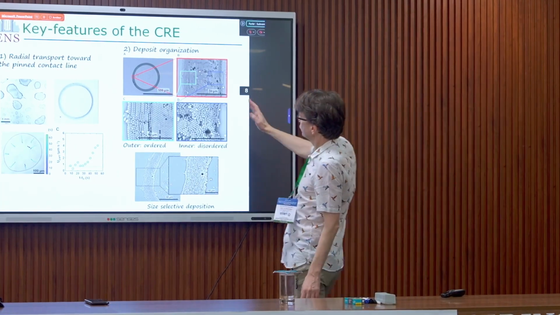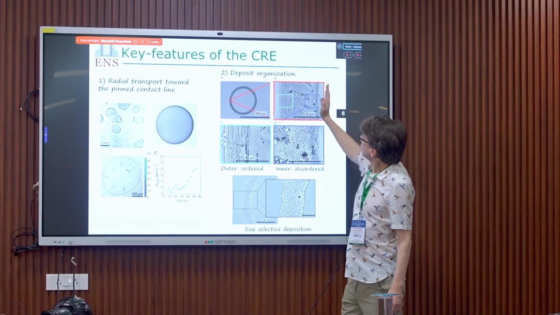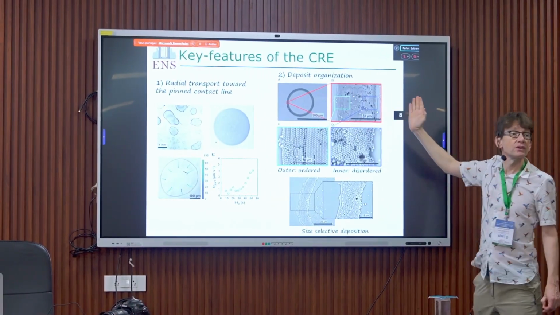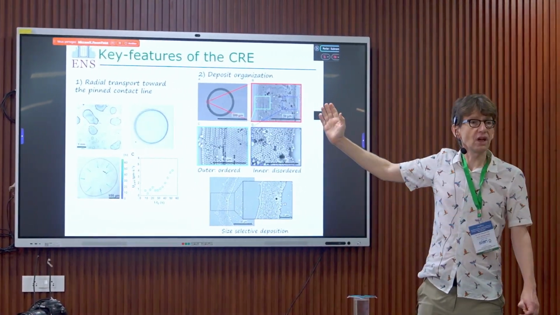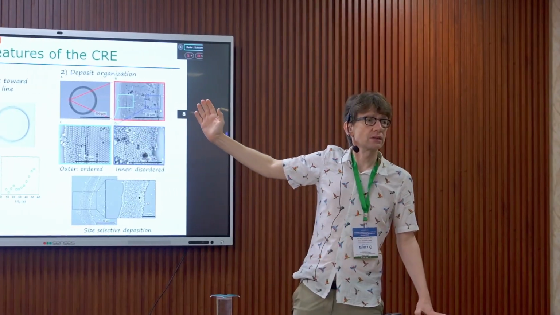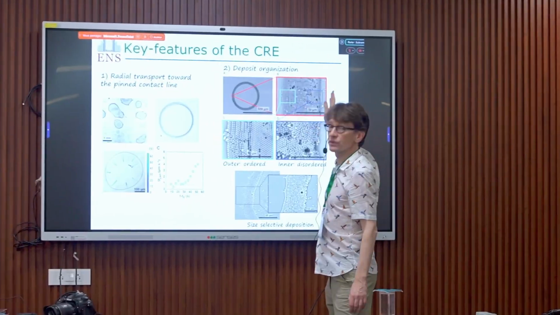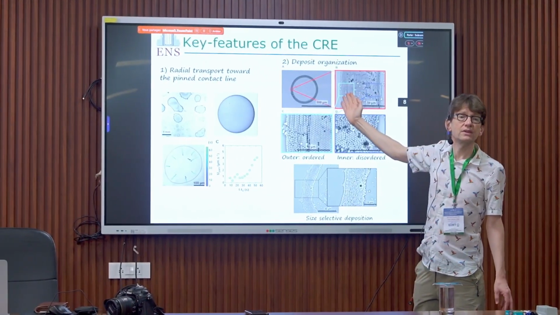And you see that when you go toward the inside of the ring, you have a transition between an ordered state and a disordered state. I don't know if you saw this in the hands-on. Did you see this transition between crystalline and amorphous state in the ring? Did you see or not?